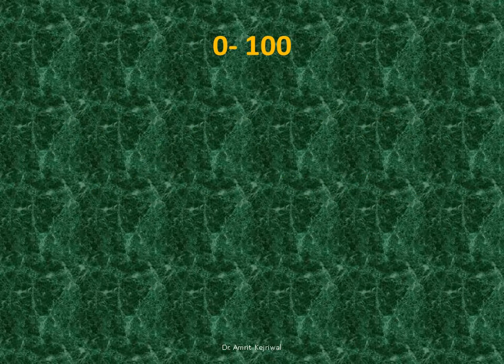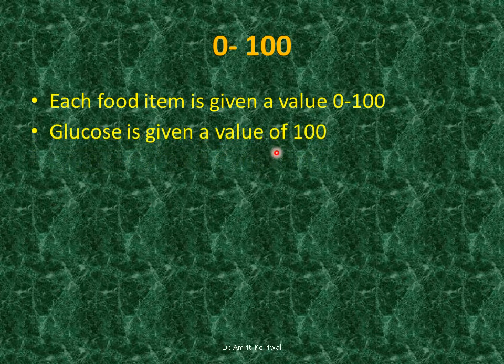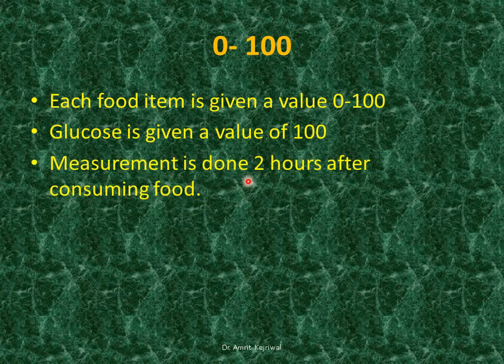Scores are between 0 and 100. Each food item is given a value of 0 to 100. Glucose is given a value of 100 and other food items are compared to this. The measurement is done 2 hours after consuming the food item, and the value is compared with the glucose level of 100.